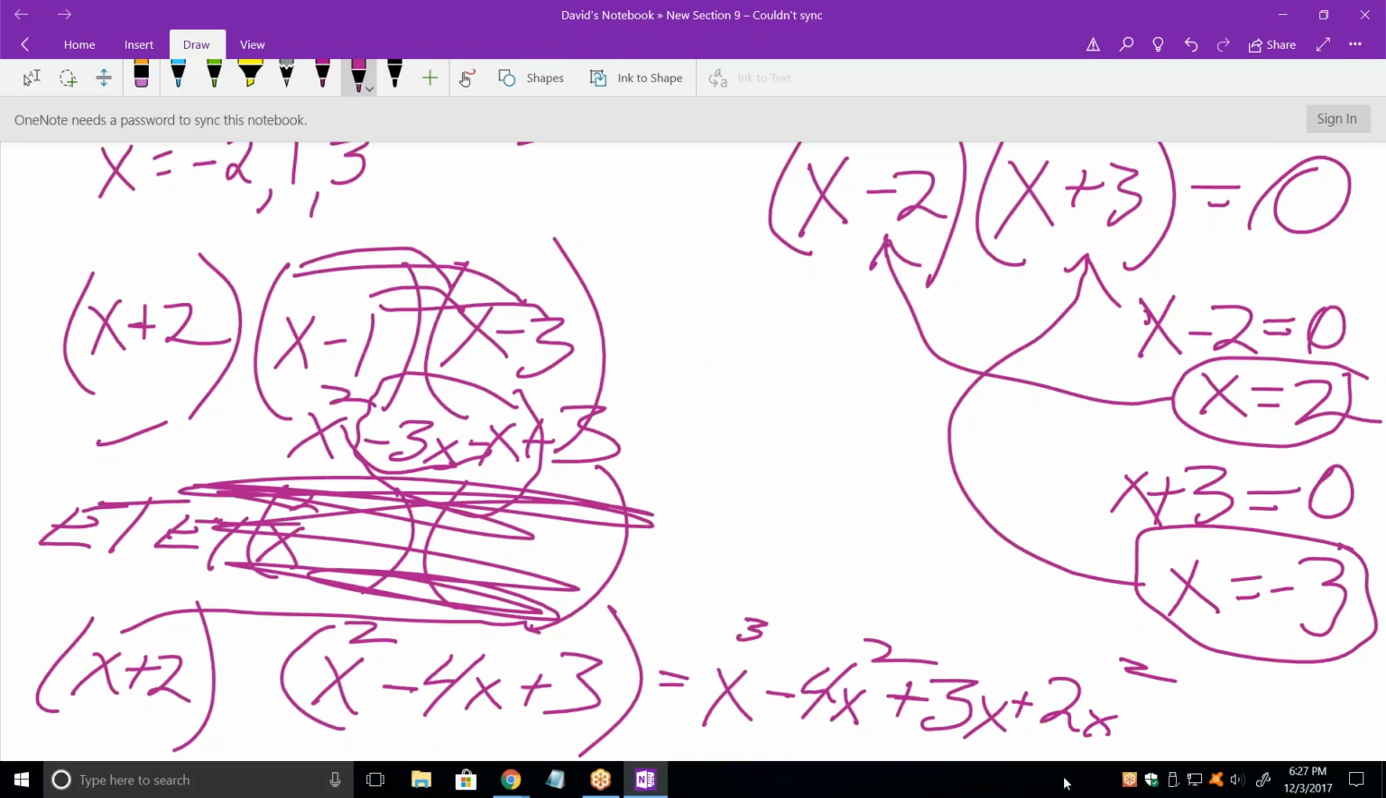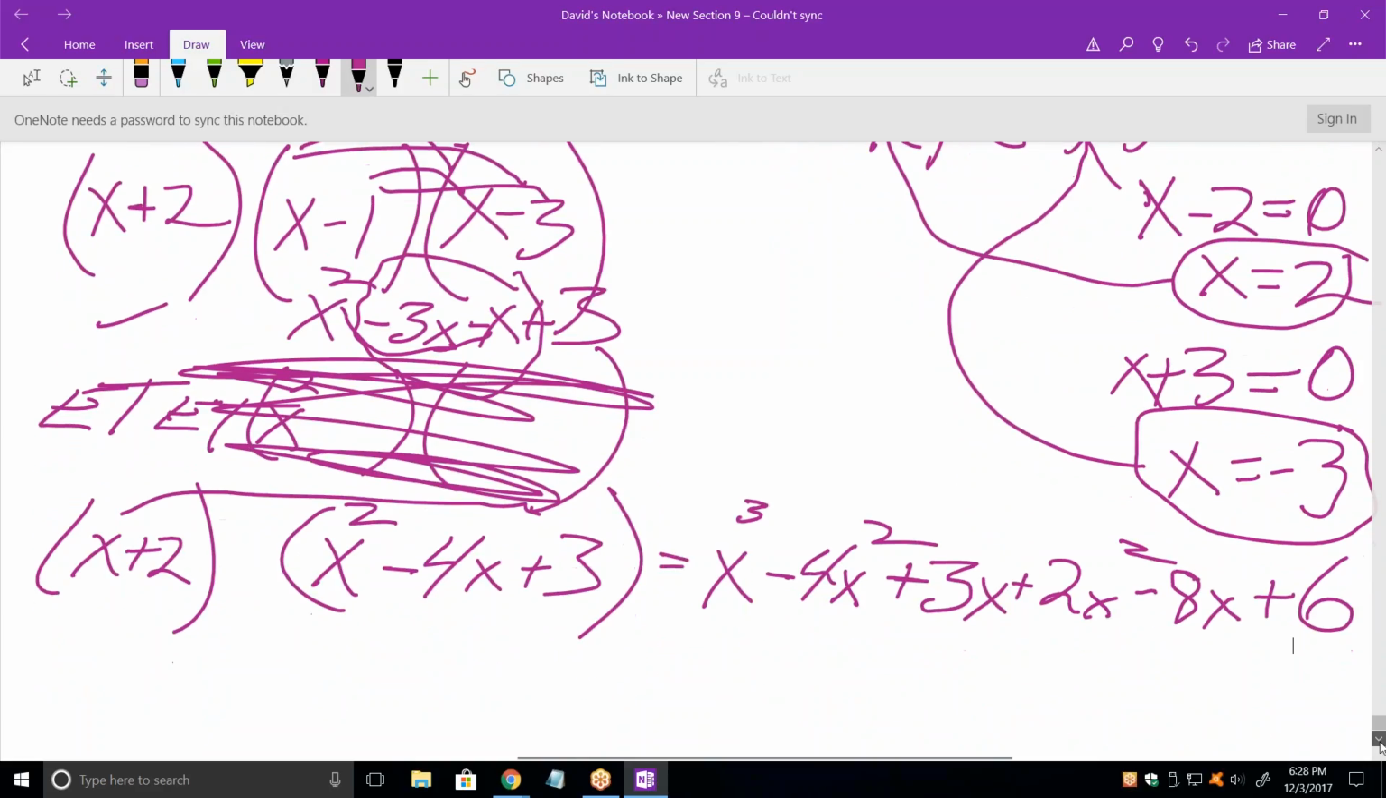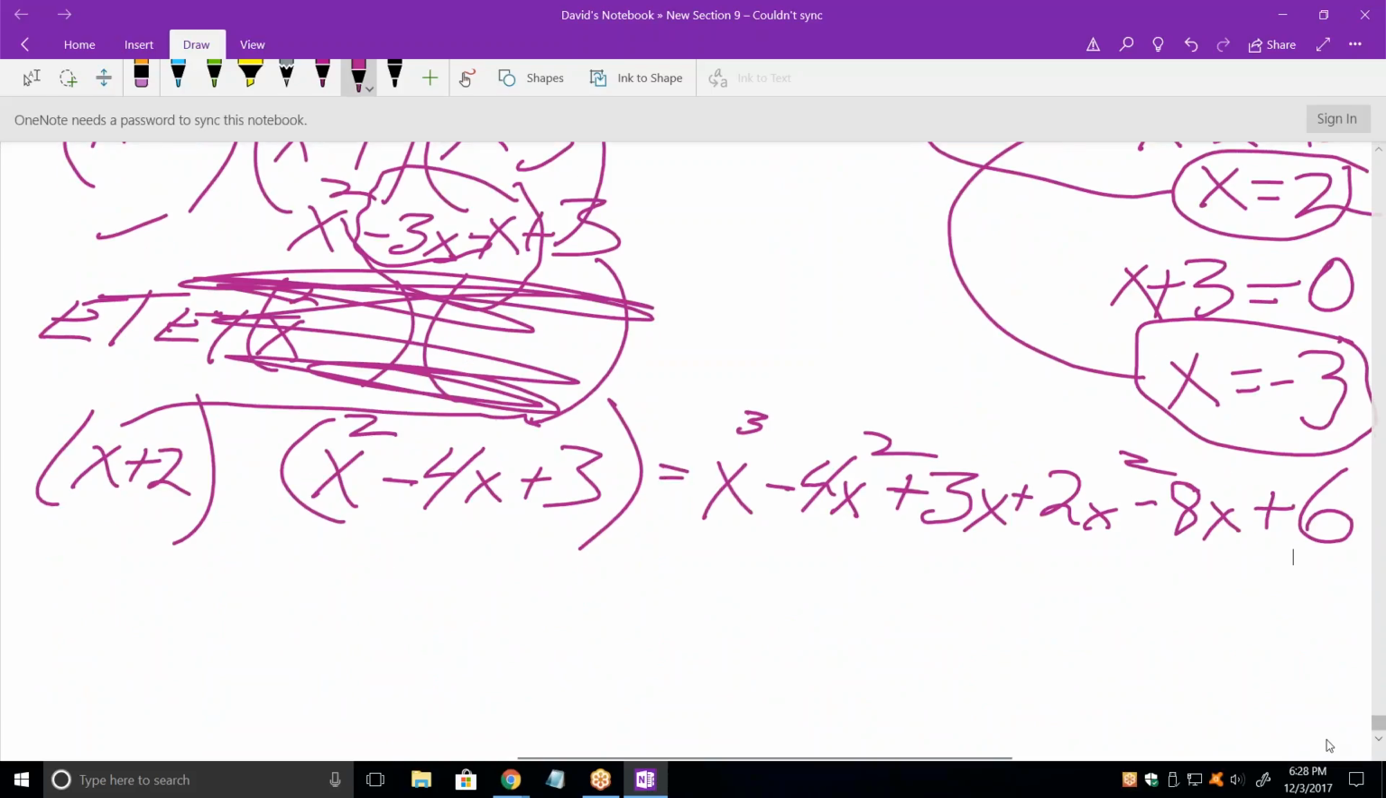Keep going on the 2. So 2 times negative 4x is negative 8x. And finally, 2 times 3 is plus 6. Okay, now there's always simplification that can be done here. And it's always on the inside terms. You're not going to find any other x cubes, and you're not going to find any other plus 6. But we've got a couple of x squared terms, and we've got a couple of x terms. So let's simplify this.